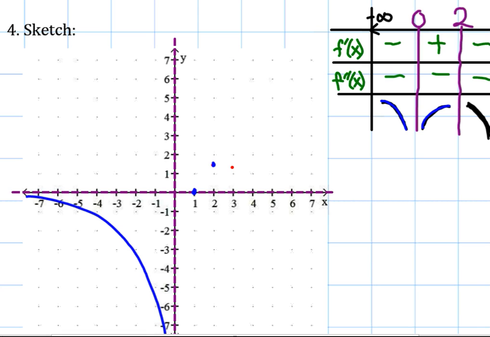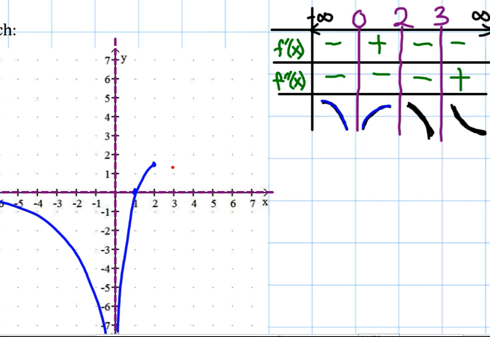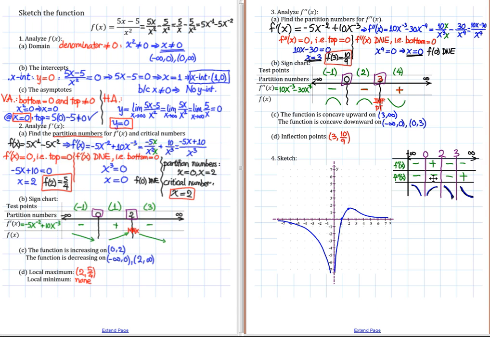Next, from 2 to 3, the graph goes like this. And then from 3 to infinity. So that's what we have. If we want to have a better graph, we just need to plot more points. But from the function, the derivative, and the second derivative, those are what we can put all together, and that's what we have.